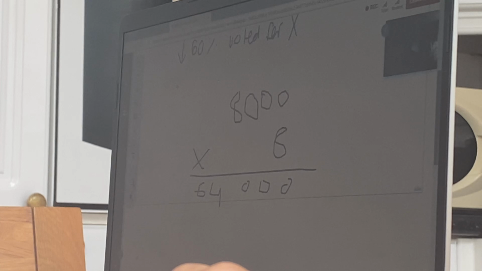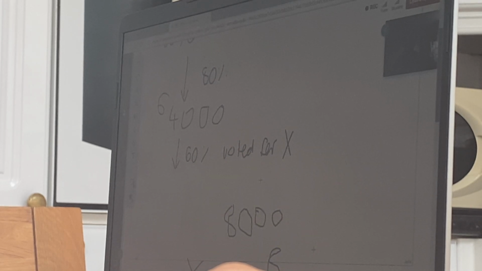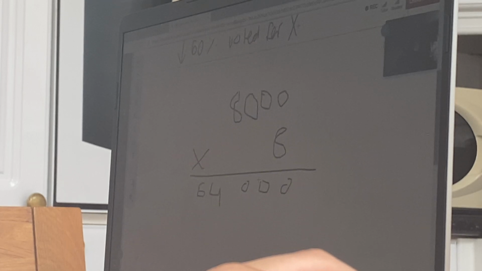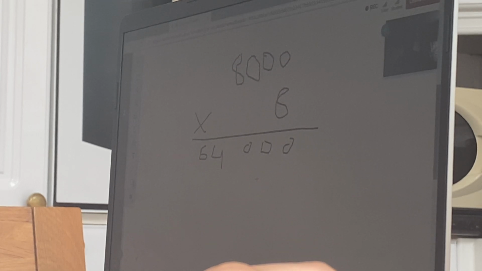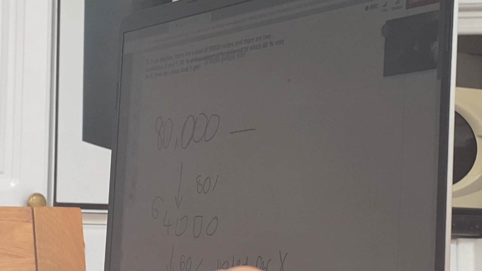64,000, perfect. So we have 64,000, that's how many people voted. Now how many people voted for candidate X? We have to find 20%. No, sorry, how many people voted for candidate Y out of 64,000? We have to subtract it from 80,000? Not quite. Let's have a read through that question again.